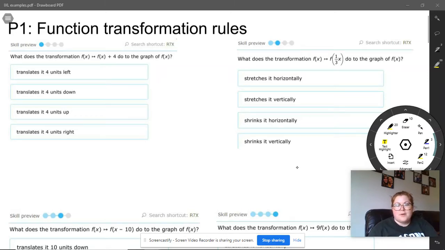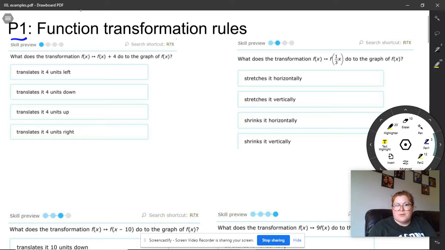Hi, today I'm going to go over the topics that you are going to be doing for IXL. The first topic in this video is going to be P1. We are going to be talking about functions and their parent function. So that's what the P stands for.